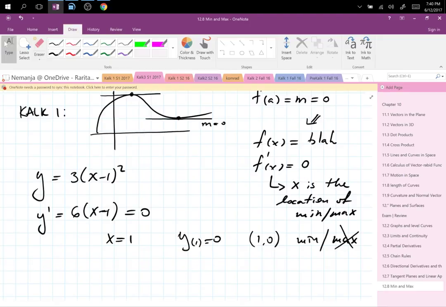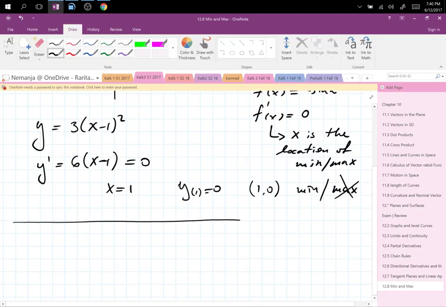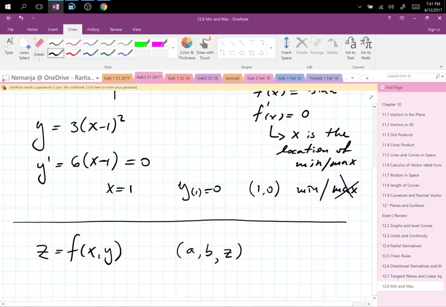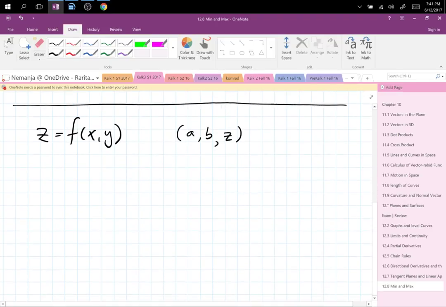So now, moving to Calculus 3, you know that your z is a function of x and y, and your input point is going to be (a, b) in the domain, and that will produce some kind of a z as the height. Now, first of all, obviously the definition for the max is the highest point and the min is the lowest point. You all know those from Calc 1.